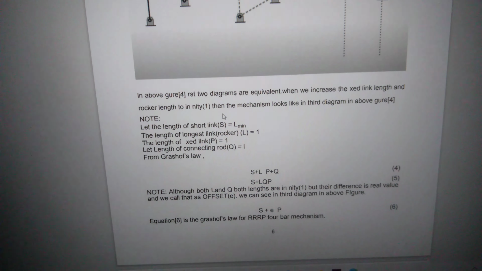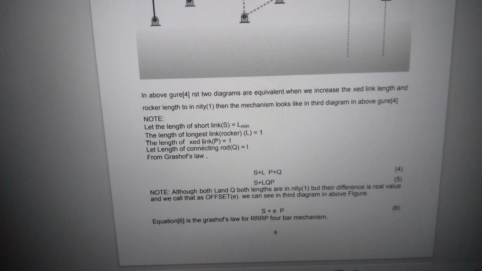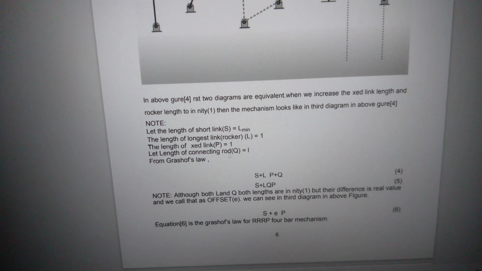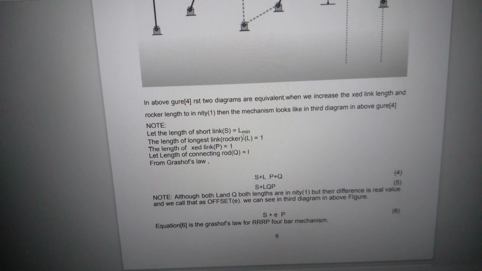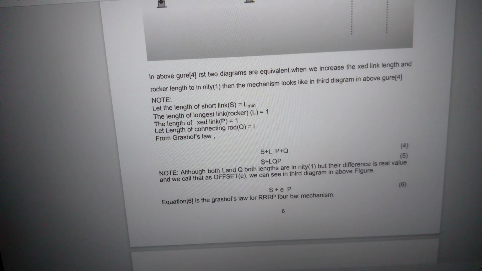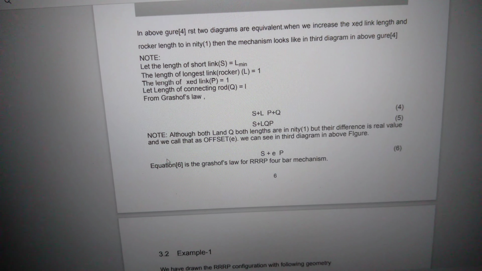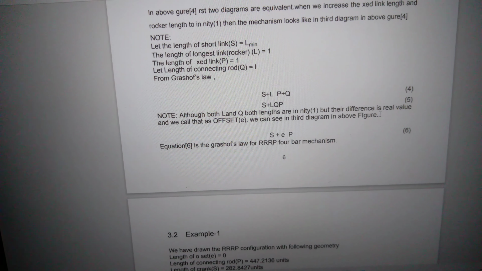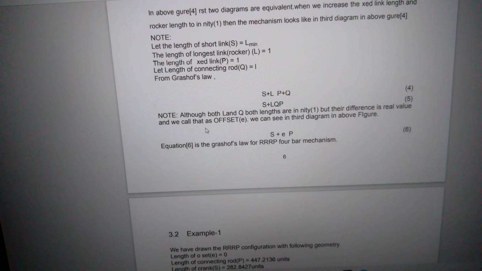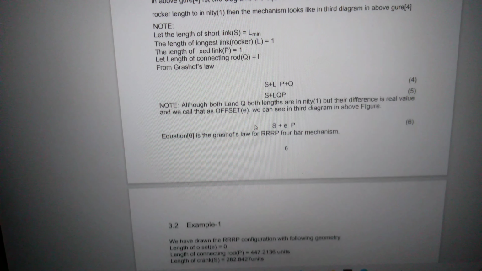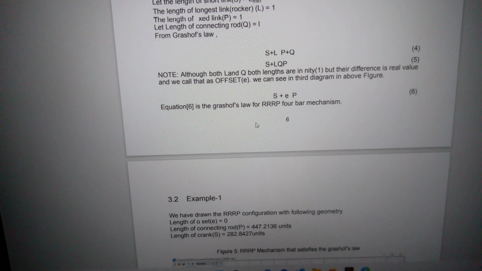Now, sir, let the length of the shortest link be L minimum, the length of the longest link be P, and let the length of the connecting rod be L. Then from the Grashof law, this condition has to be satisfied. Although both L and Q are infinite in length, their difference is a real value, and we call that the offset, sir. So we can see in the third diagram that S plus E is also satisfied.